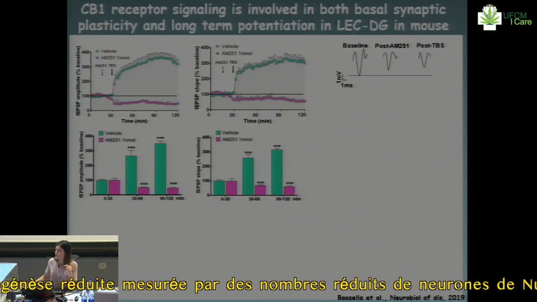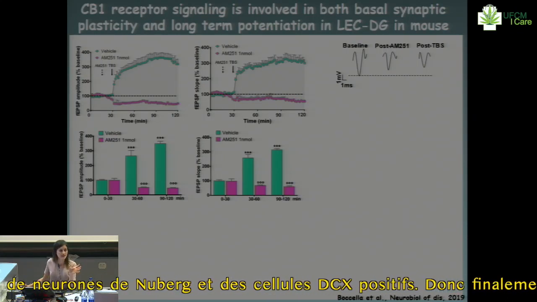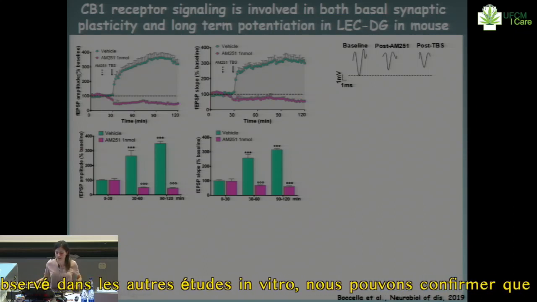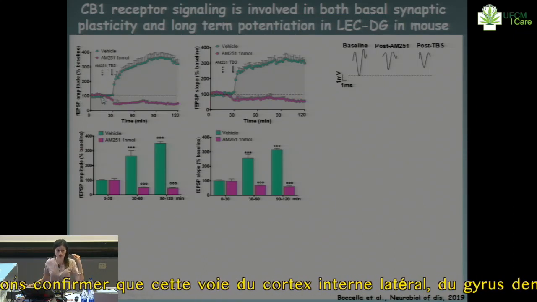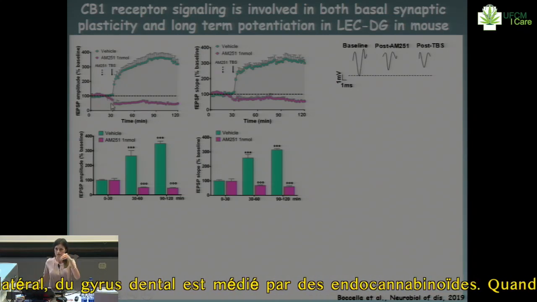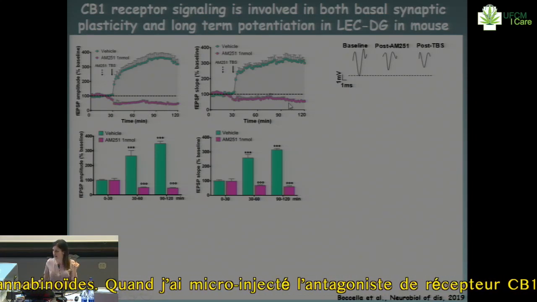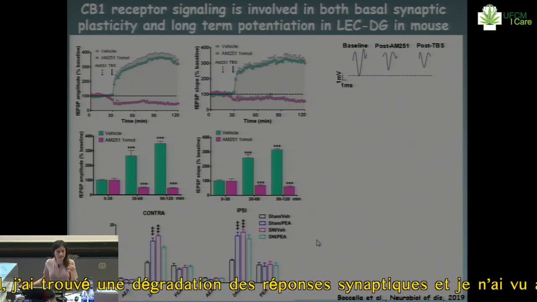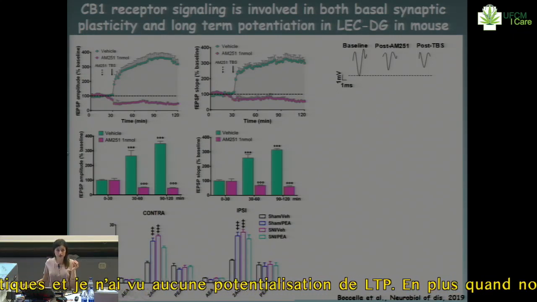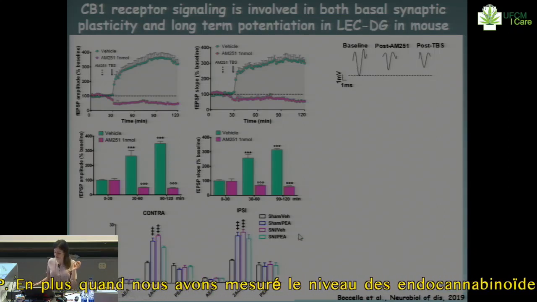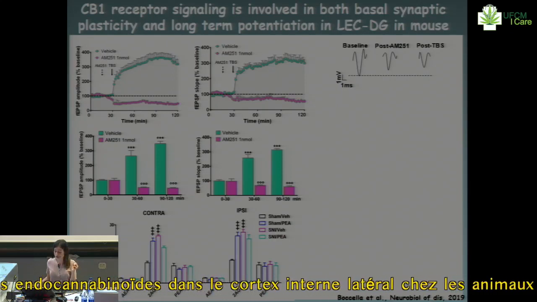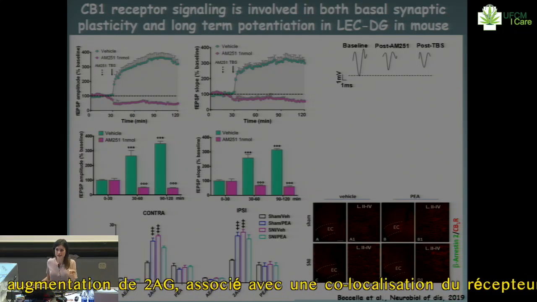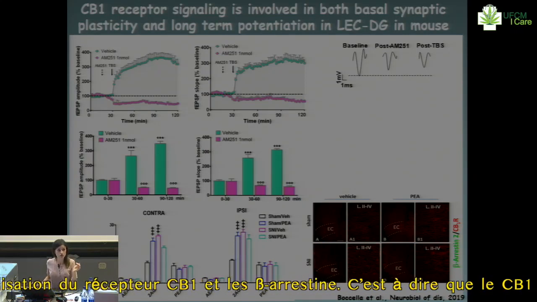So finally, as already observed in vitro in other studies, we confirmed that this pathway that I analyzed, lateral entorhinal cortex to dentate gyrus, is mediated by endocannabinoids, because when I microinjected the CB1 receptor antagonist into the lateral entorhinal cortex, I got a decay of synaptic response, and I didn't see any LTP, any potentiation. And also, when we measured the levels of endocannabinoids in the lateral entorhinal cortex in SNI animals, we found an increase in 2-AG level, significantly both contra- and ipsilateral to the lesion, that was associated with CB1 receptor colocalization with beta-arrestin. So it means that CB1 internalized, probably to compensate for the high level of 2-AG in the cortex.